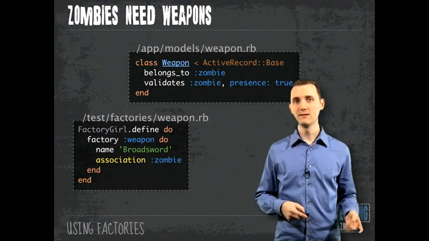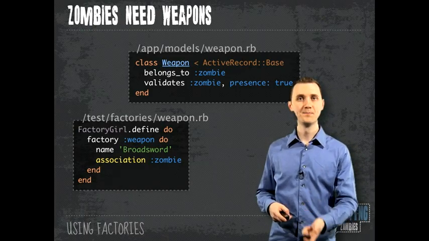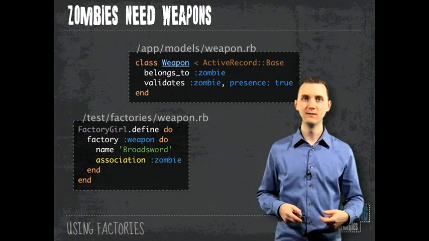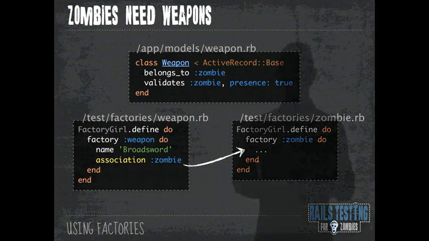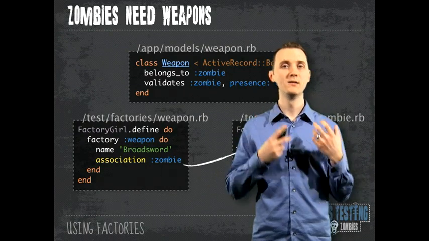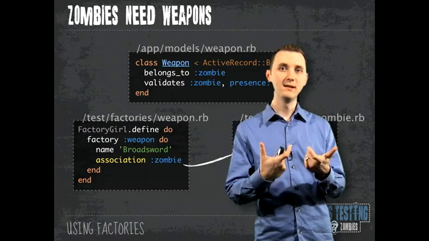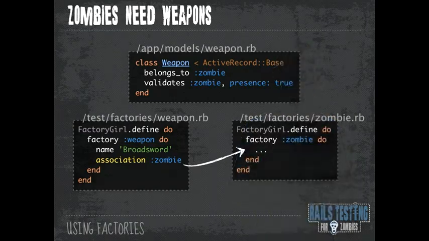And what that's going to do is that factory girl is actually going to look at our weapon class. It's going to see that we have an association named zombie. So it's going to say, okay, I know where to apply this zombie to. Factory girl is also going to look into itself and say there is a zombie already defined as a factory that I can use. So in your weapon factory, you say association zombie. It knows what the local method is in the weapon, and it knows what the factory is to create that zombie. So now, whenever we just say weapon equals factory weapon, we not only get a weapon, but we also get a zombie that it belongs to, right? The idea behind factories is that they're always valid when you call them.